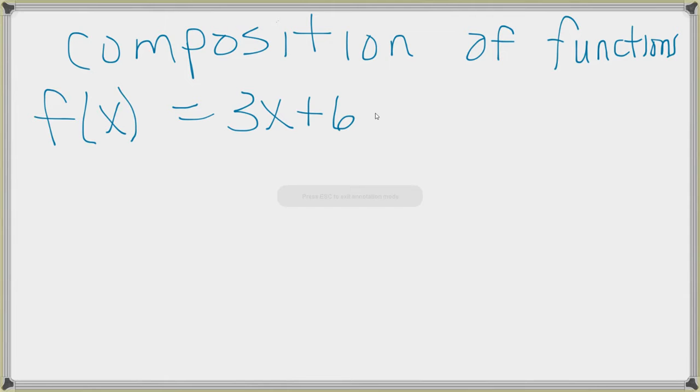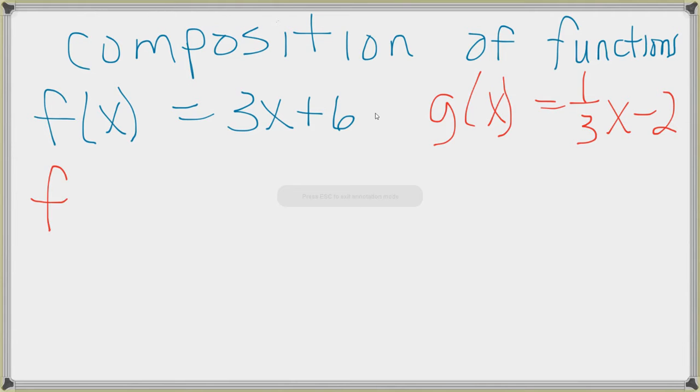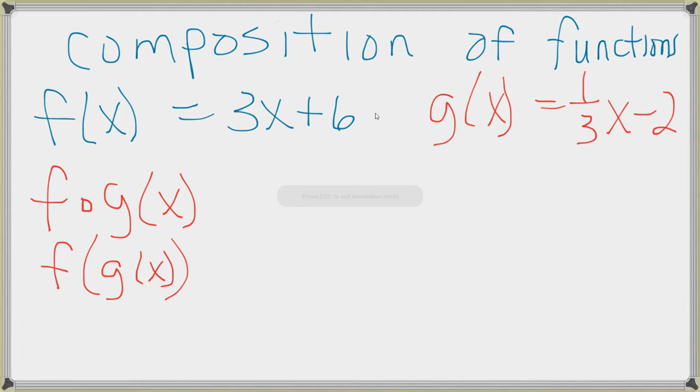We're going to plug one into the other. So you might have f of g of x, or you might have g of f of x. So if we have f of x equals 3x plus 6, and g of x equals 1/3 x minus 2, how can we tell if those are inverses? We could graph them and see if they're reflected over y equals x. We could write the inverse of one and see if that's the other. Or we can use this called composition of functions.